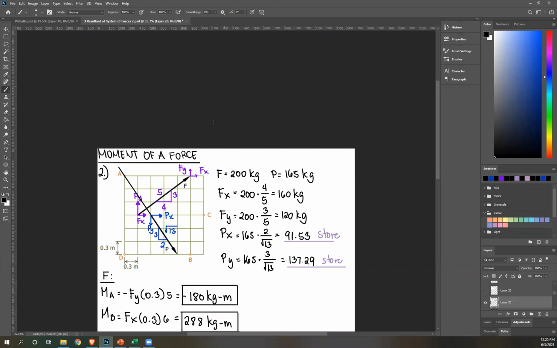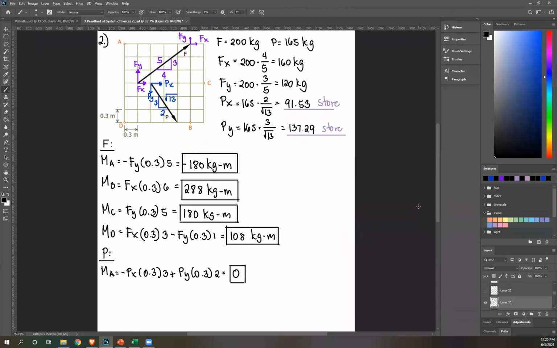Okay? So if ever you can visualize it, you don't even have to solve for the moment at A from force P, because you can already see it passes through A. Automatically, MA is 0. Okay, so that's MA. Let's move on to MB.